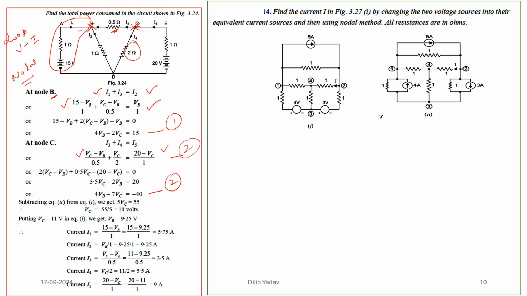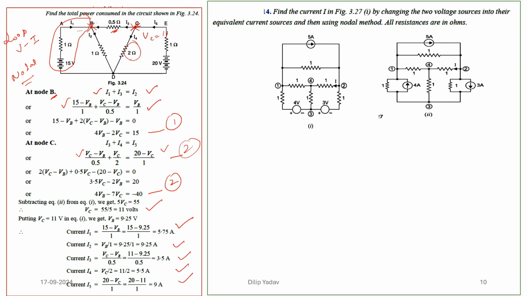From the first and second equations we can obtain the voltage, and the VC value will be approximately 11. We have obtained VC as 11. Now we can calculate the value of VB, because we said that 15 minus V1 upon 1 is equal to VC minus V2 divided by 0.5. By using that we will obtain the values of the currents I1, I2, I3, I4 and I5.